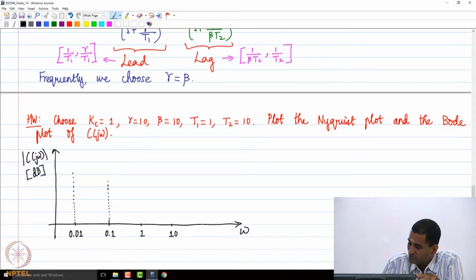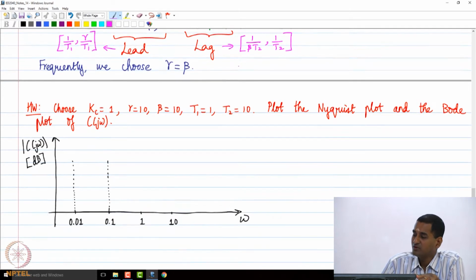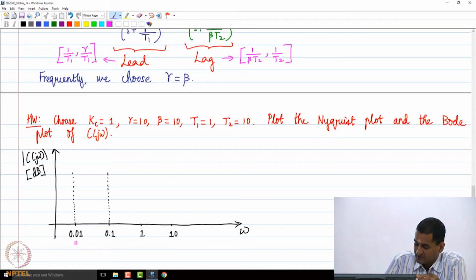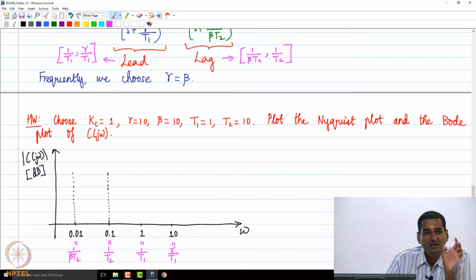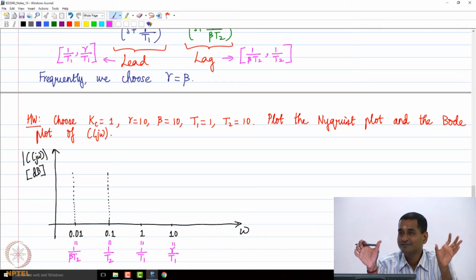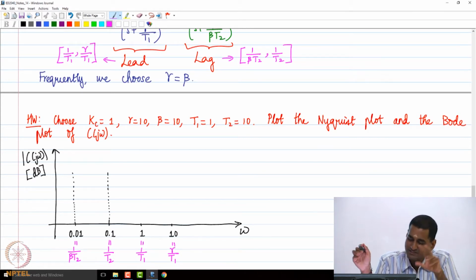So what is 0.01 for this example? How do you get 0.01? This is nothing but 1 by beta T2. 0.1 is essentially 1 by T2. This is 1 by T1. This is gamma by T1. I hope now it's clear how I got these 4 values. These are the 4 frequencies, and the way we have chosen these numbers, we have ensured that the gaps in the logarithmic scale are the same. That's just done by convention.